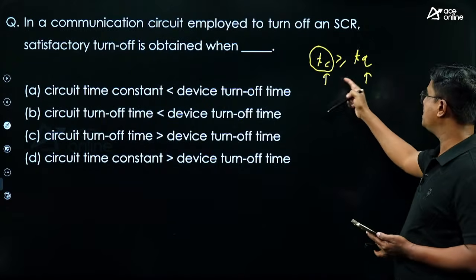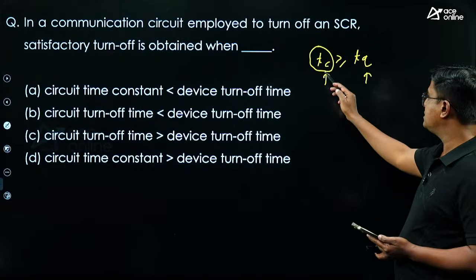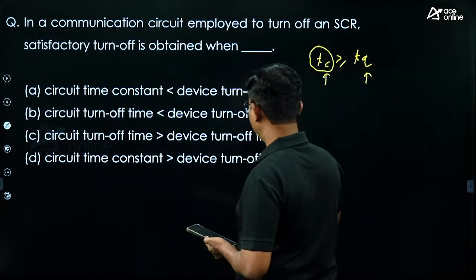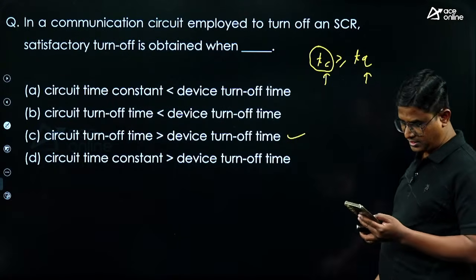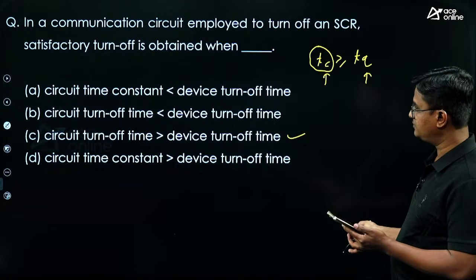So the minimum value of TC should be equal to TQ, but for successful commutation, TC should be greater than or equal to TQ. TC should not be less than. So the circuit turn off time should be greater than the device turn off time. Option C is the correct option. Alright, next.